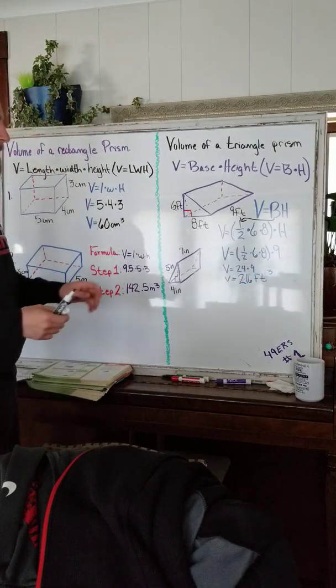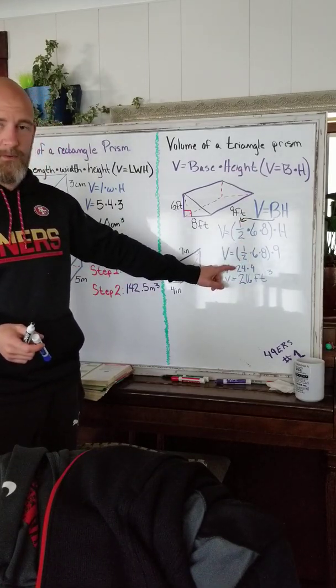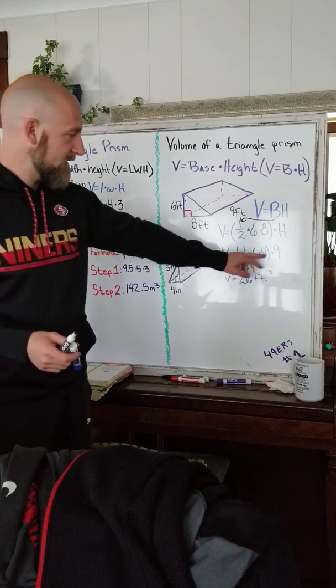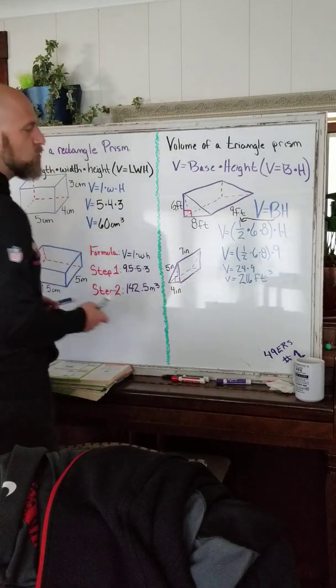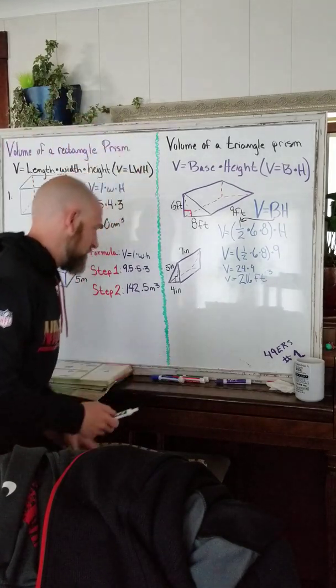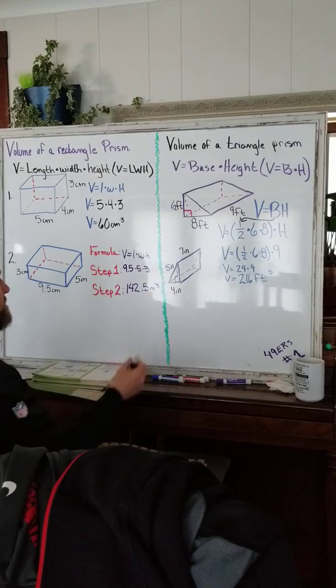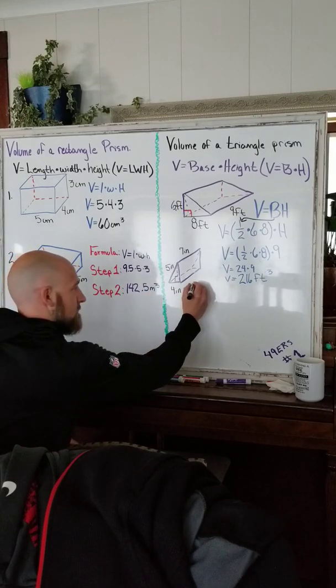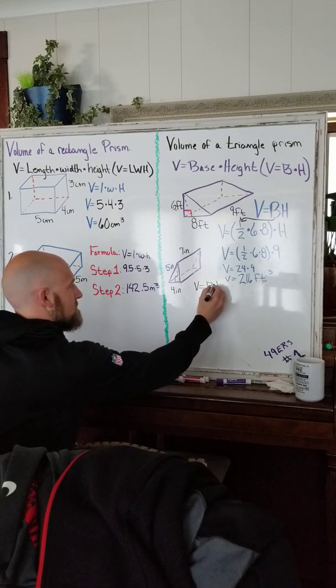times 9. So you take half times 6 times 8 will give you 24, and we have to multiply that by our 9 for our height yet. You should come up with a volume of 216 feet cubed. All right, you look at our last volume of the prism. We have, our formula is going to be V equals base times height.